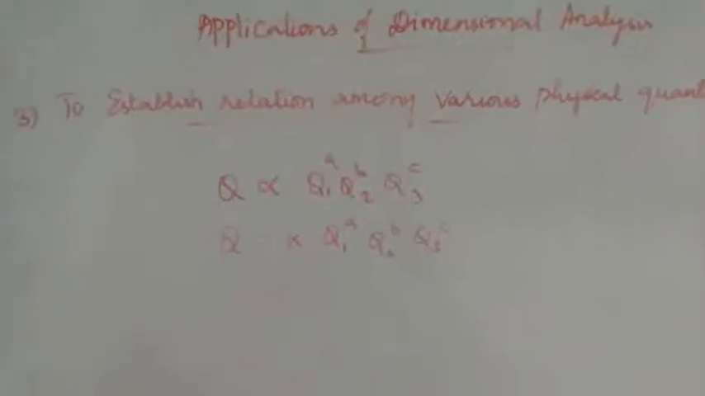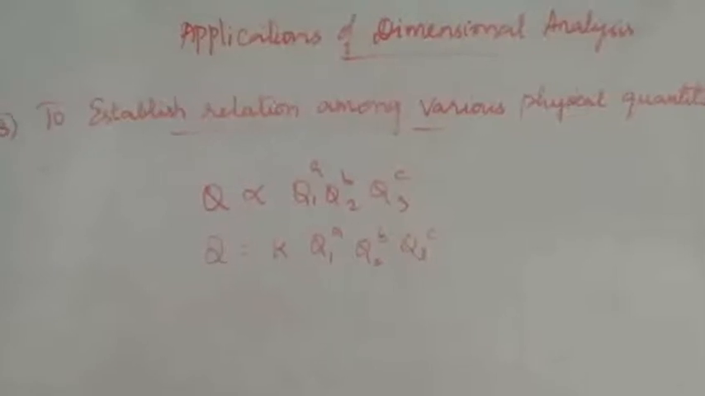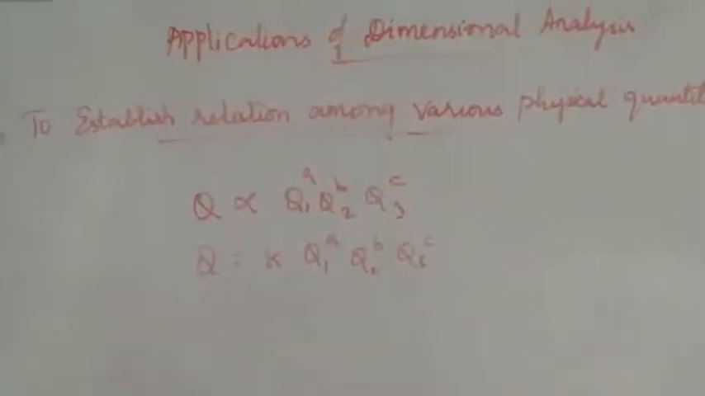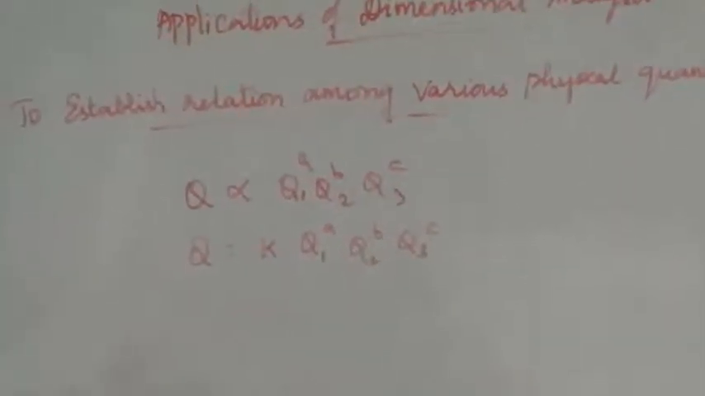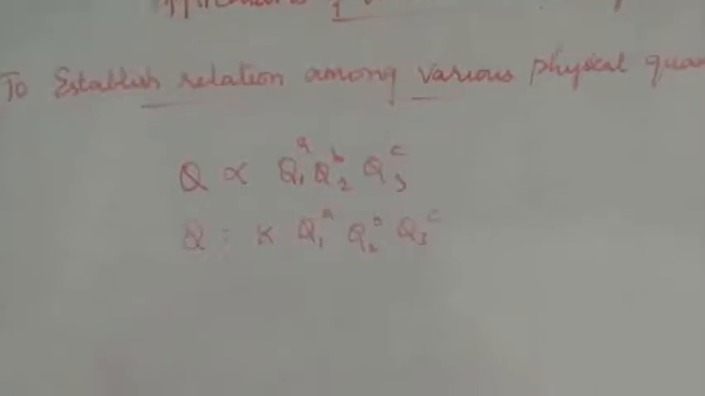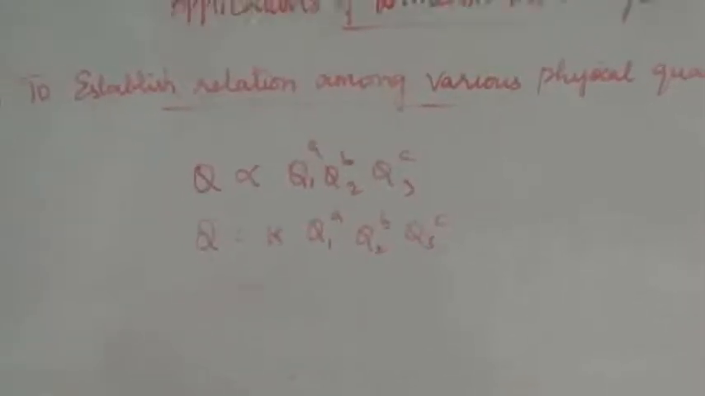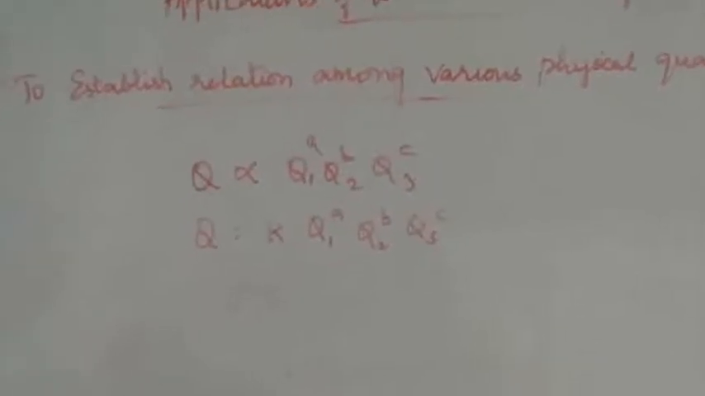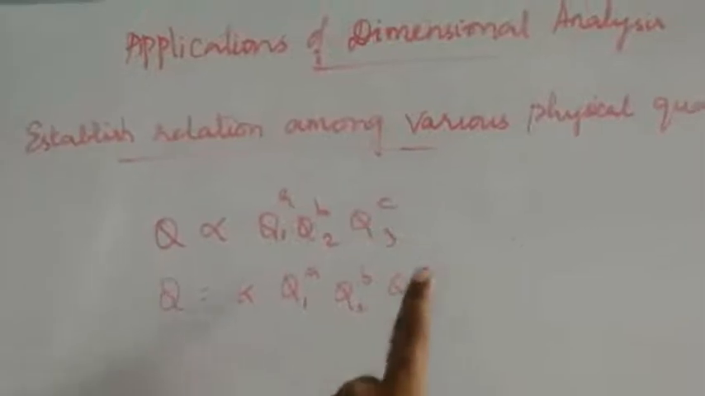Hello students, in this video we are going to learn about the third application of dimensional analysis, that is to establish a relation among various physical quantities. In the first application we have seen the same physical quantity converted from one unit to another unit. Here you have two different quantities. You are relating these two different quantities in terms of dimensional analysis. According to this, one quantity is related to another quantity.